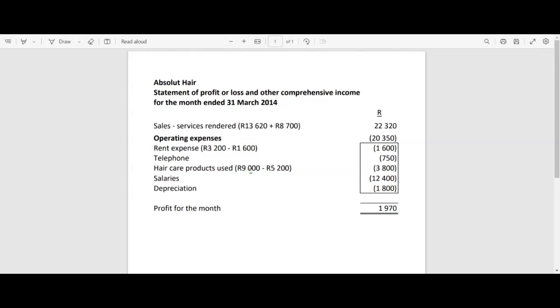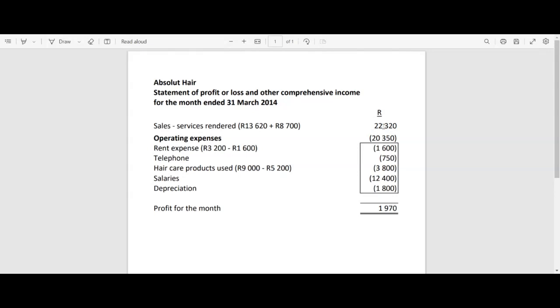That's also good. So it was the 9,000 that we spent on it, less the 5,200 rand that we still have on hand. That is part of our inventory. So the expense on hair care products during the course of the month was 3,800, right? We had salaries that we paid to our stylist of 12,400, and we had that depreciation expense. So we add up all our negatives. It gives us a total negative of 20,350. So that is our total operating expenses for the month.